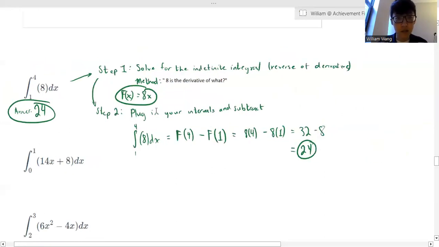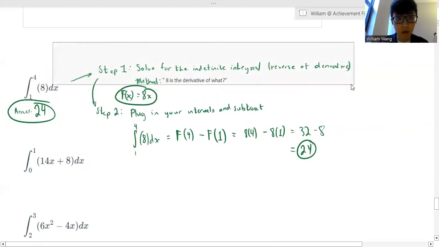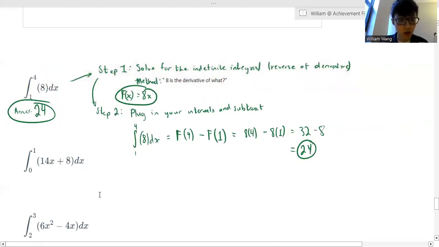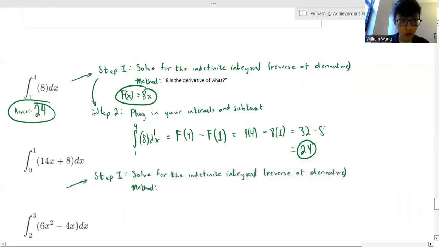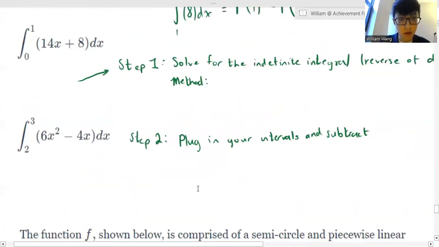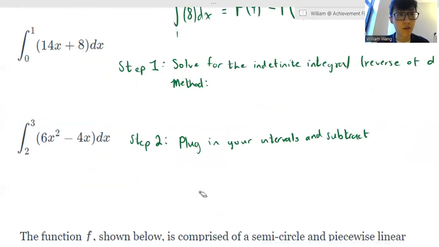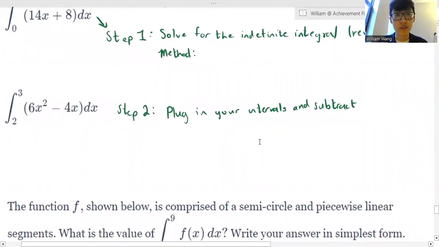All right, let's try another example. I'm going to copy down the steps again. My first step is step 1 right here, then step 2, I will copy that as well. Let's think about step 1 for this problem. Again, I'm going to solve for the indefinite integral, which is the reverse of the derivative.